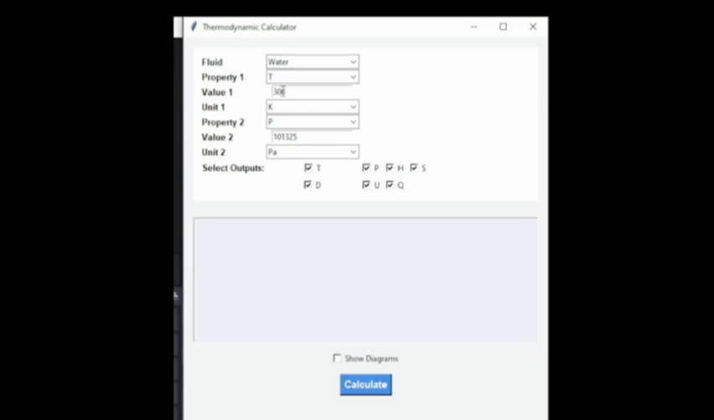So let's go with 373.15. We are going with the temperature, and the unit will be in Kelvin. Let's maintain that. And then for the second property, let's go for pressure, and let's leave it at 101325, and the unit, let's leave it at Pascal. And then we want to see temperature, we want to see density. Let's tell it that we want it to show us our diagrams. So let's calculate.